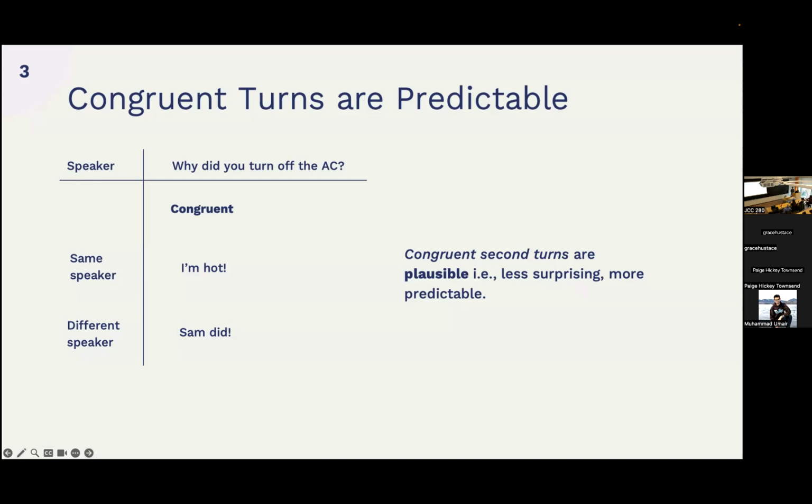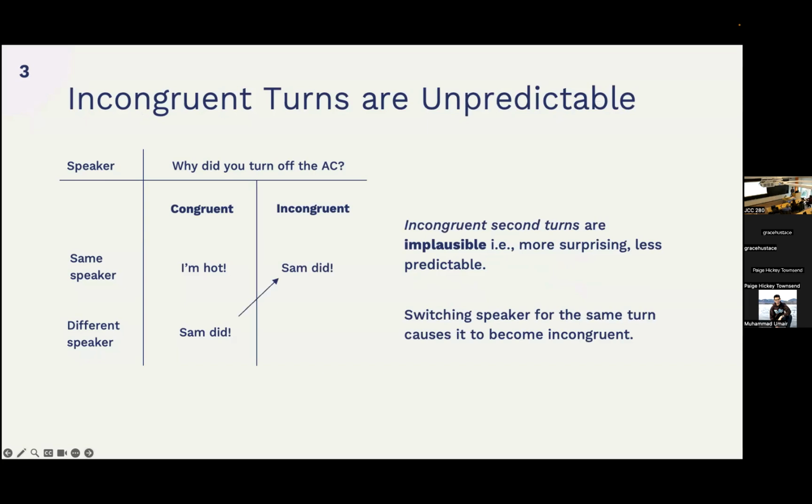They're more predictable. And then we also have the case where if we just switch who said what, so if the same speaker said "Sam did," that's weird because now they're answering their own question. And then if a different speaker says "I'm hot," that's also weird because now they're providing the justification for the question. So these are incongruent turns. They're implausible. They're more surprising, less predictable. And the only reason we have this is because we switched who was saying what.